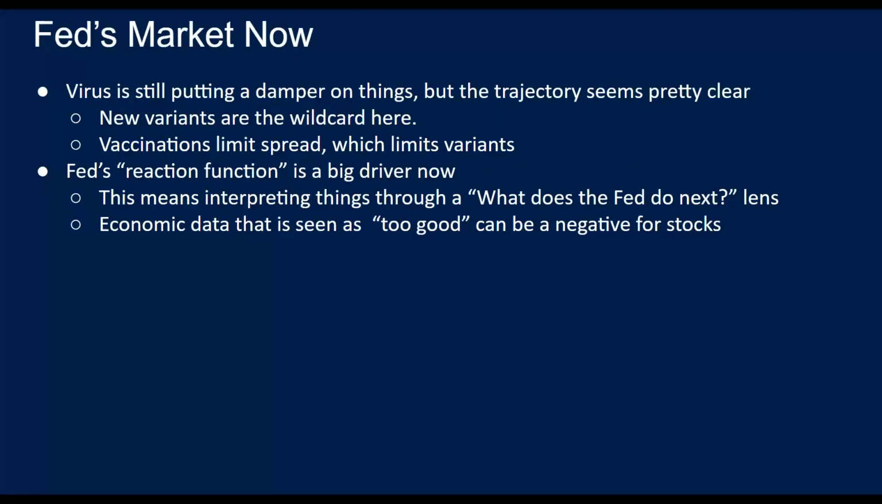All right, so the other thing I wanted to talk about was, it's the Fed's market now, right? The virus is still putting a damper on things, but the trajectory seems pretty clear. I think the one potential exception to that is the new variants are potentially a wild card, right? Delta seems to be the worst one yet. It's more contagious, a bunch of other things.